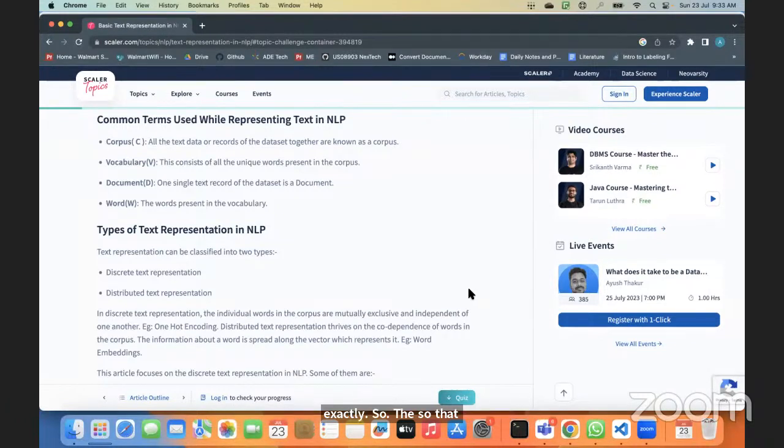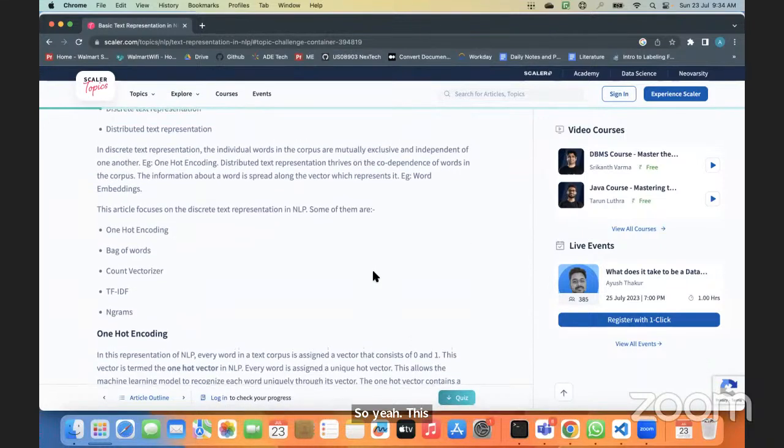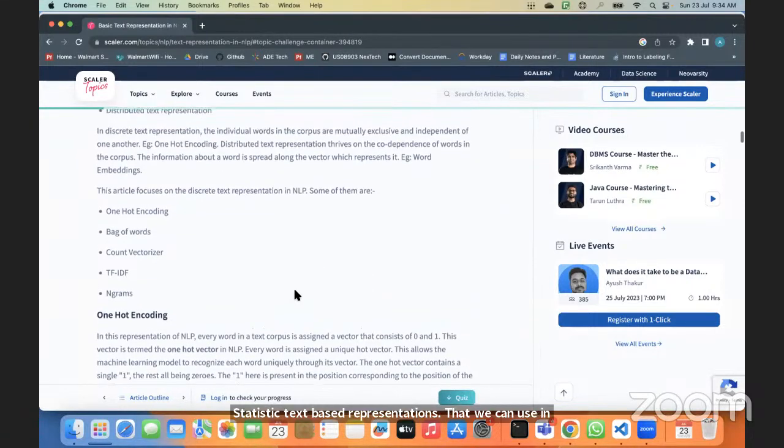So we'll be discussing statistical methods today, and later BERT-based methods, ELMo embeddings and BERT embeddings. Those are something different, and you can use those to get better representation, which also involves semantics. So for now, we'll just go with the basic five, six types of statistical text-based representations that we can use in NLP for basic applications.